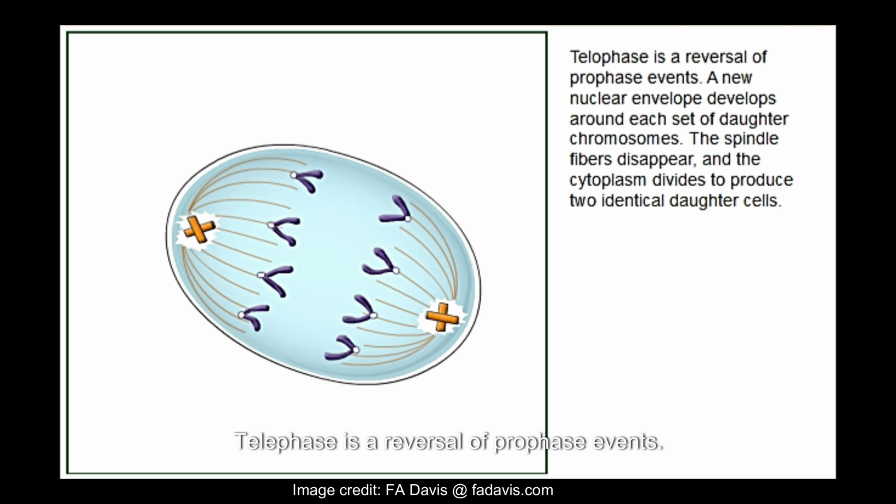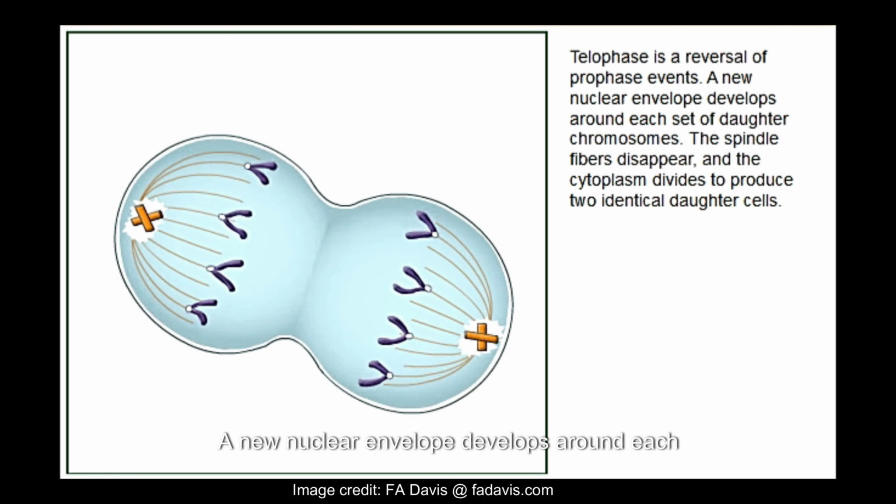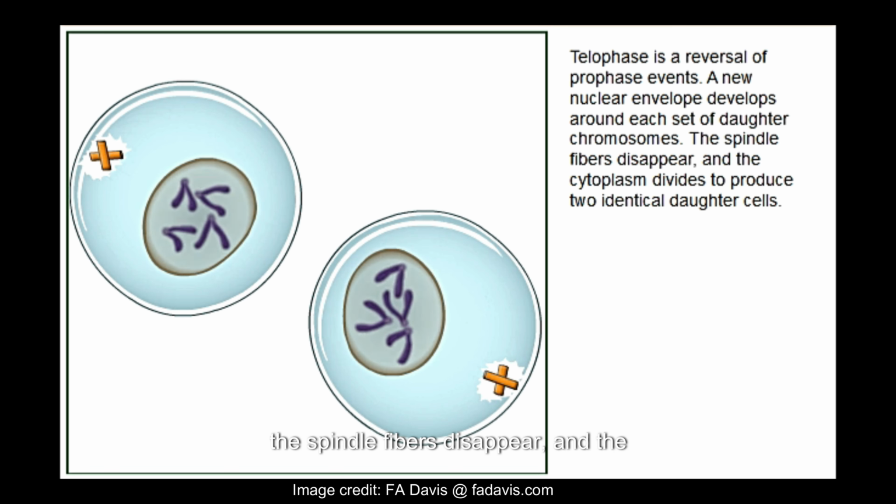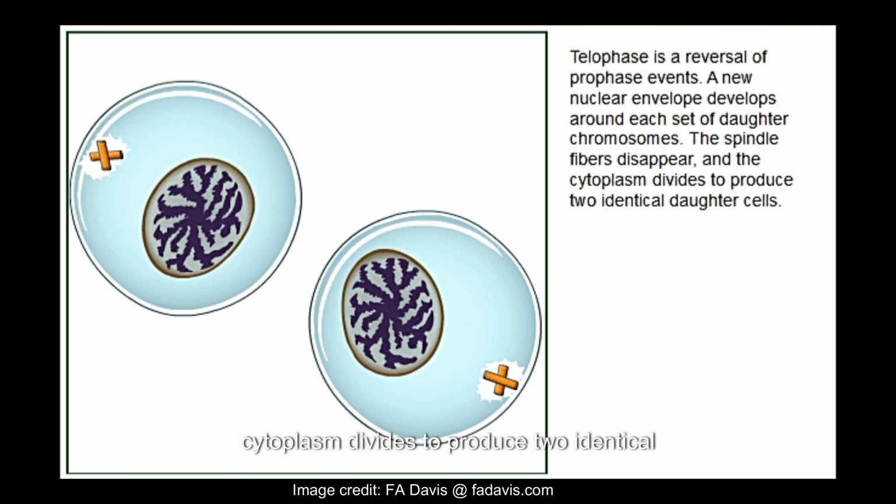Telophase is a reversal of prophase events. A new nuclear envelope develops around each set of daughter chromosomes. The spindle fibers disappear, and the cytoplasm divides to produce two identical daughter cells.